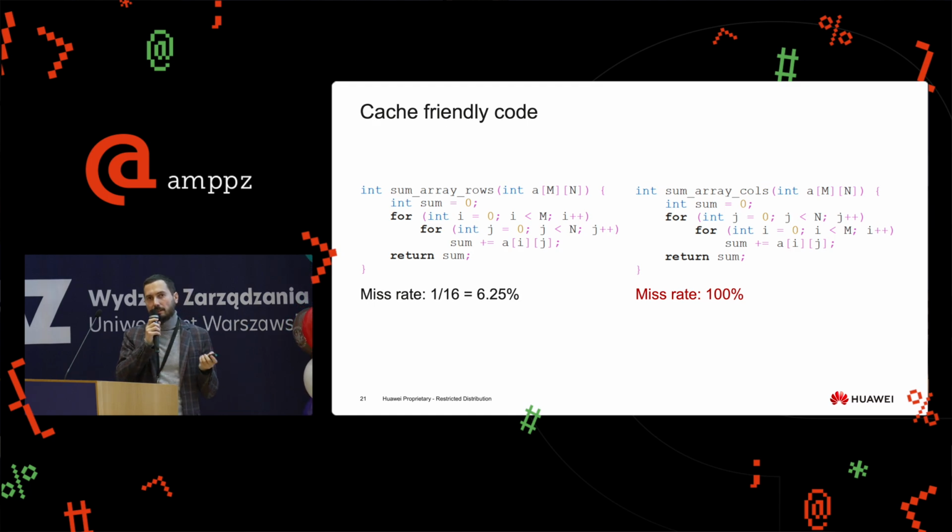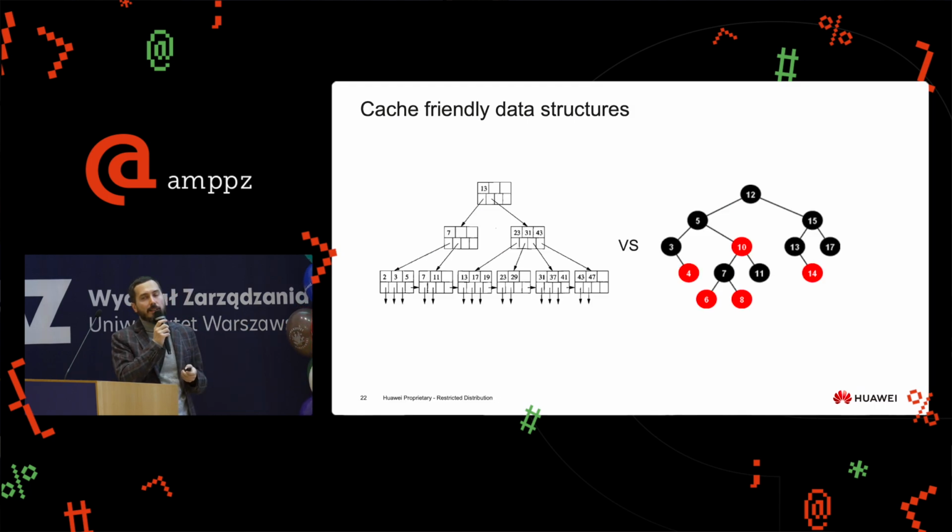But this is something that's not that interesting. Let's go to data structures. Here we have two kinds of trees that we can use to index data. And the one on the left will be much better for cache, because the representation is much denser. Multiple keys can share the same cache line. And because of the fan-out of the tree, which is bigger, the height of the tree will be less. So less memory jumps, less pointer chasing, right?